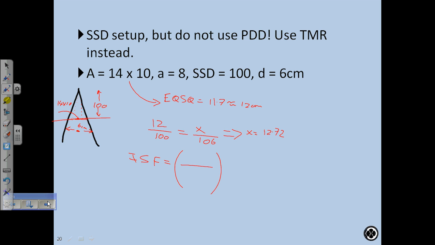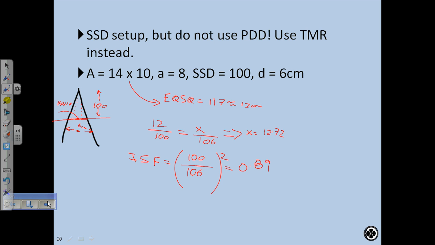That gives you a clue on what numbers to put in. We know it's going to be 100 and 106, but we just don't know what to put on top and what to put on the bottom. It's going to be smaller than 1, so we do 100 on top, 106 on the bottom, and we square that. Where do we get? 0.89. Okay, so we have an inverse square factor.